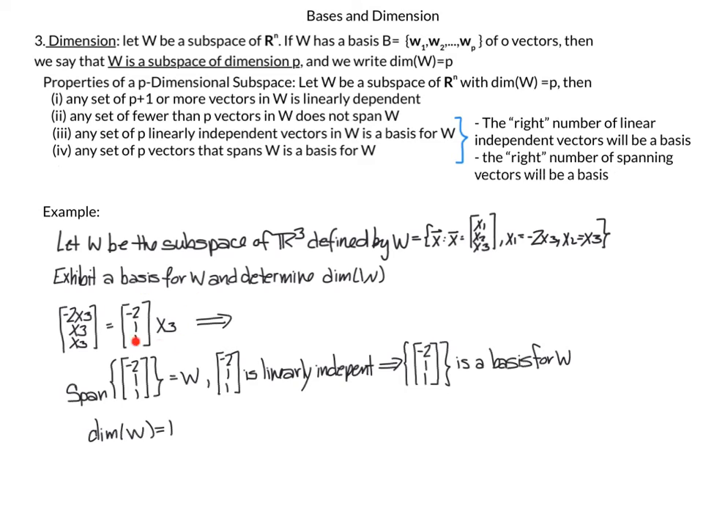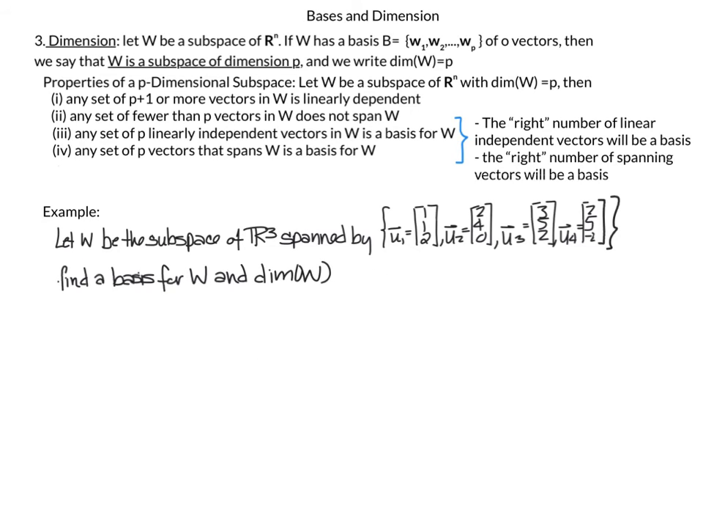So any vector of this form, any scalar multiple of (minus 2, 1, 1), fits this description. And in fact, only scalar multiples of (minus 2, 1, 1) fit the description. So in other words, W is equal to the span of (negative 2, 1, 1). There's only one vector, and this one vector is linearly independent, and therefore (negative 2, 1, 1) is a basis for W, and the dimension of W is equal to 1. I lied, there are two more problems.